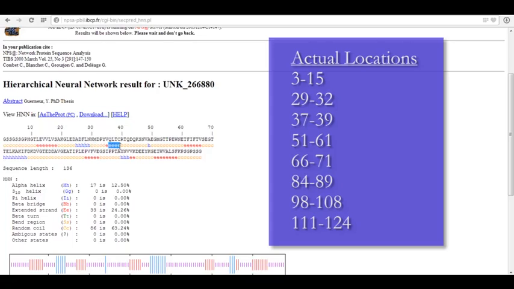Third beta strand goes from 37 to 39. Well, it got that one right. The next one goes from 51 to 61, and it really missed that one. So what you really see is that these algorithms are not 100% accurate. So there is still a lot of work to be done in the secondary structure prediction area.